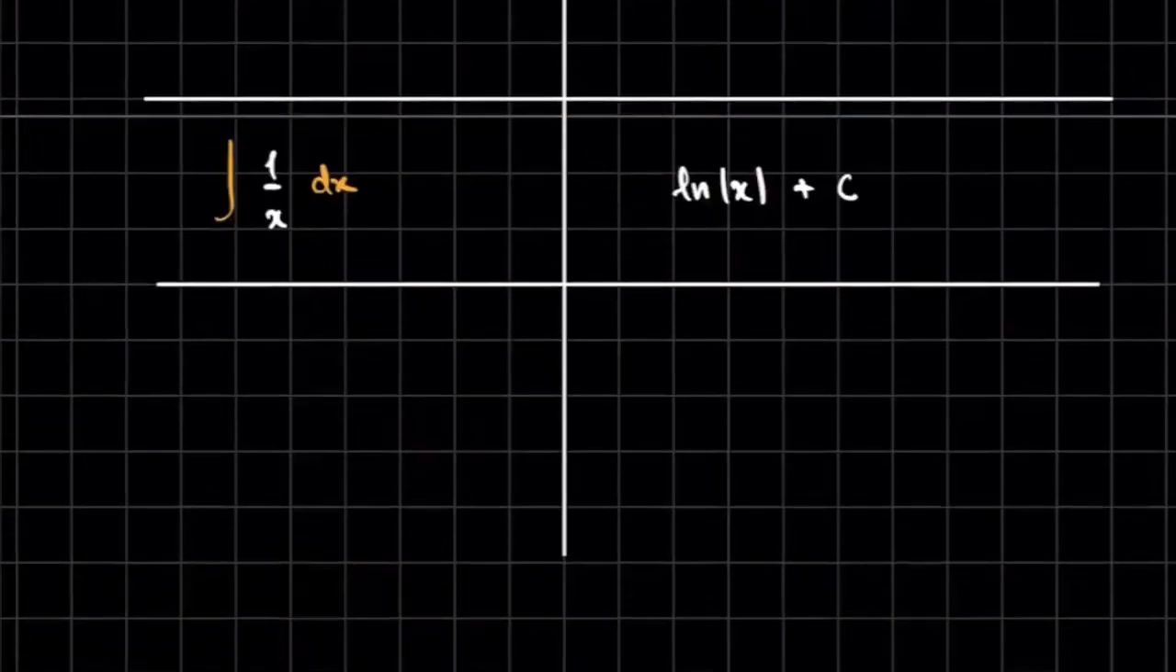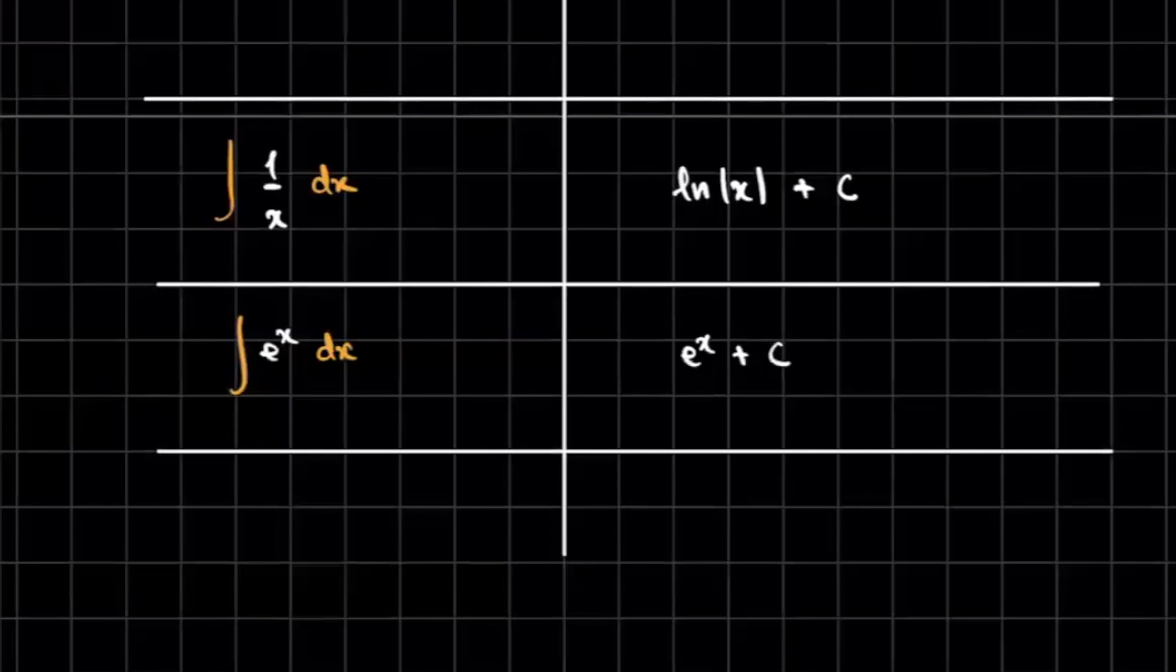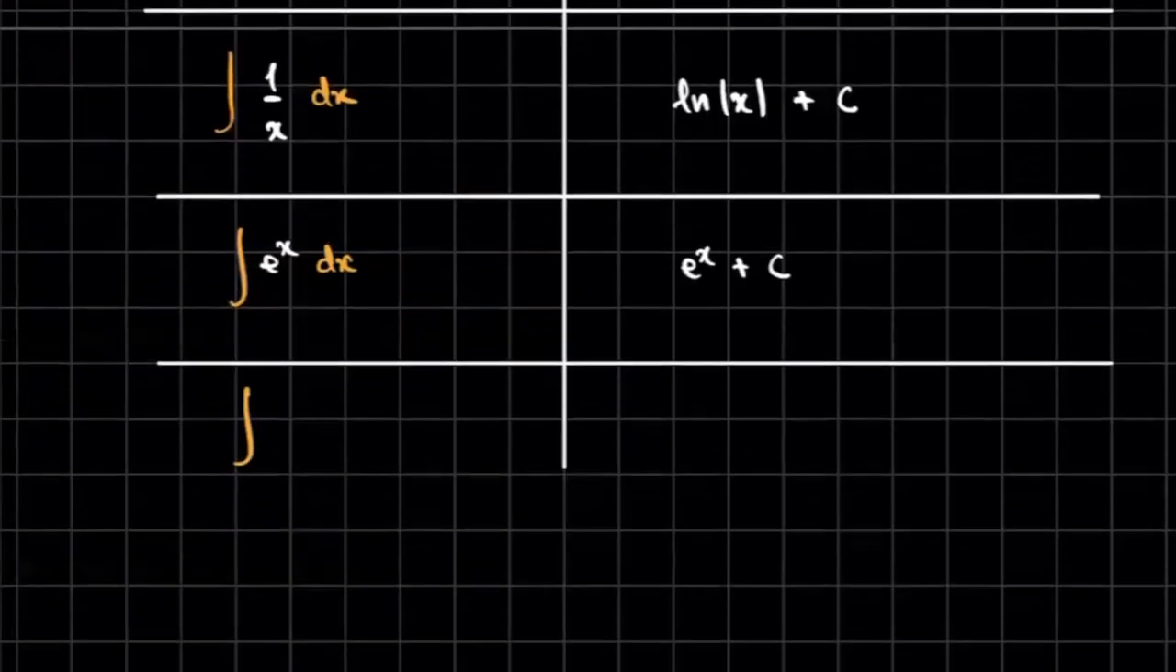The next one is the antiderivative of the function e to the x. This one should be simple. The antiderivative of e to the x is just e to the x plus a constant c. Now, the antiderivative of some trigonometric functions: the antiderivative of sine of x dx is equal to negative cosine of x plus c. Why negative cosine of x? Because when you take the derivative of this function, you get back sine of x. That's why you need to include the negative sign in front of cosine of x.